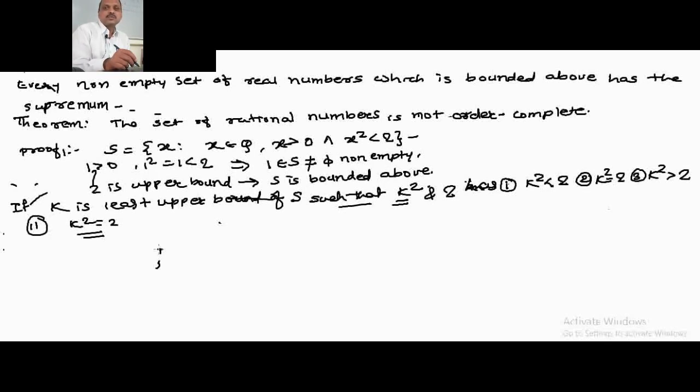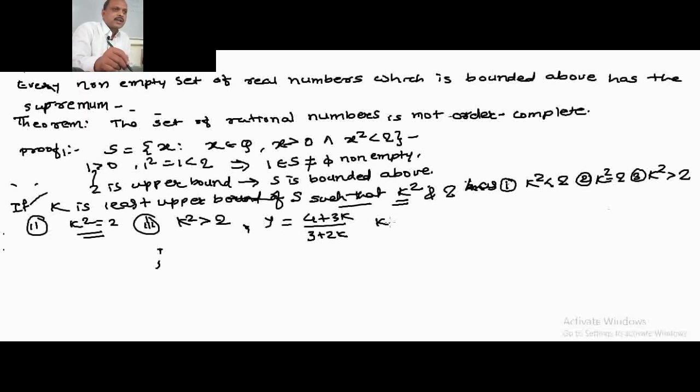Now it remains to prove the third possibility. What is the third possibility? Here k square is greater than 2. Again we have taken y equal to 4 plus 3k divided by 3 plus 2k.